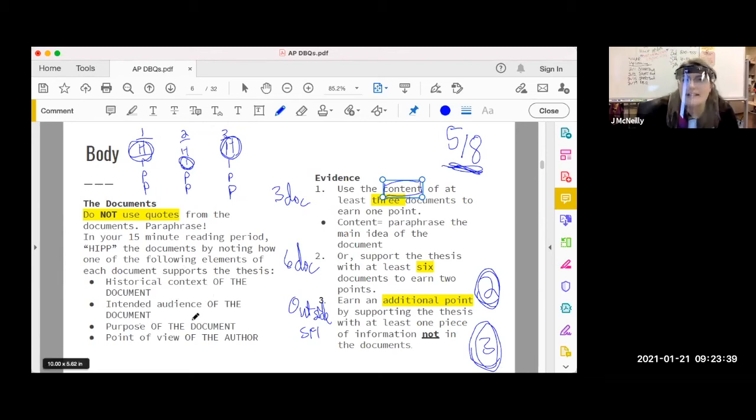What is the purpose of the document? What is he trying to do with that letter to the king and the queen? Well, probably convince them to keep paying him. He's trying to convince them that he's doing his job and that they should keep sending him west.